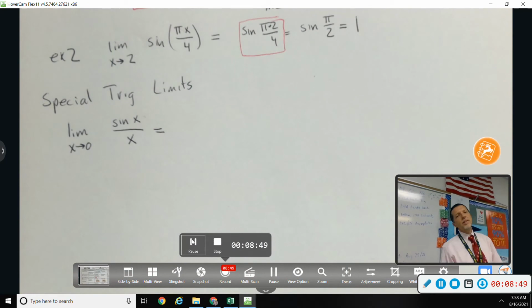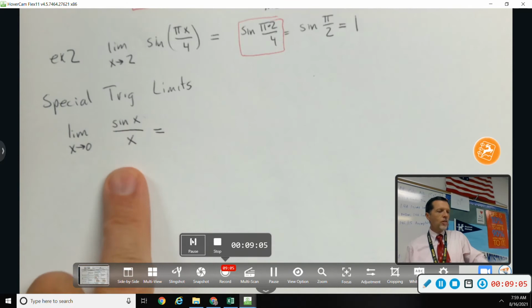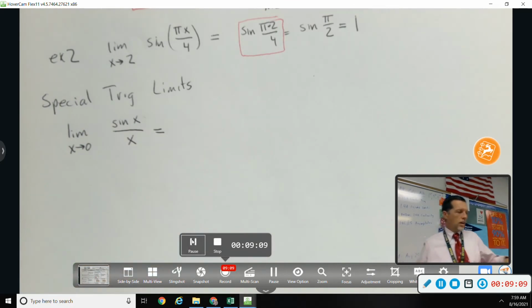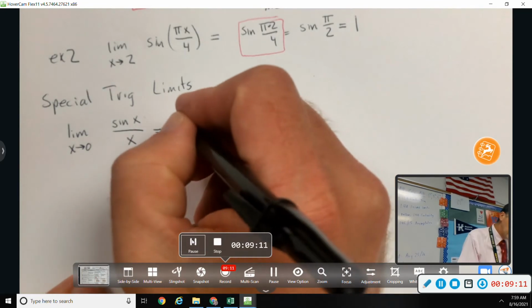Limit as x approaches 0 of sine of x over x. So, I mean, they're special trig limits. That's the category they're in. So substitution is probably not going to work. But we try that first. Sine of 0 is 0 over 0, 0 over 0. So that doesn't work. Well, here's the answer. It's equal to 1.